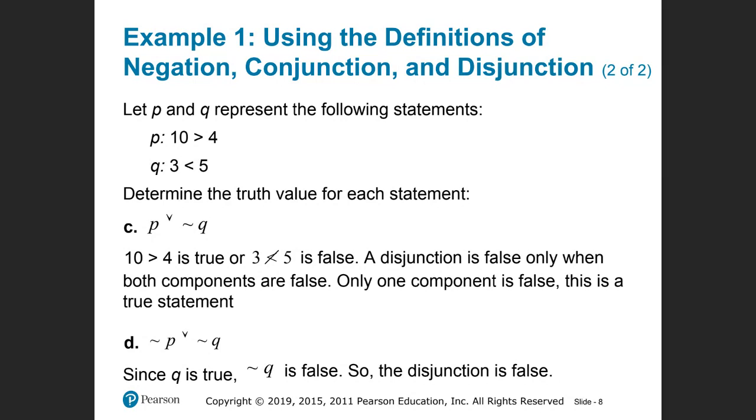For D, not P or not Q. Kind of going back to C and including it in D. P is true, so not P would be false. We already saw in C that not Q is false. So since both of these are false, then we would have that the disjunction is also false.